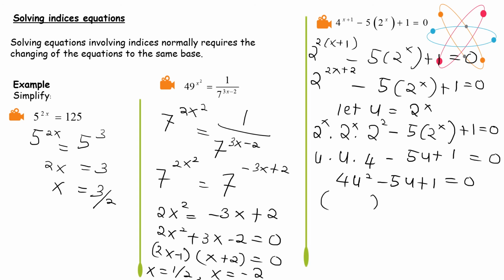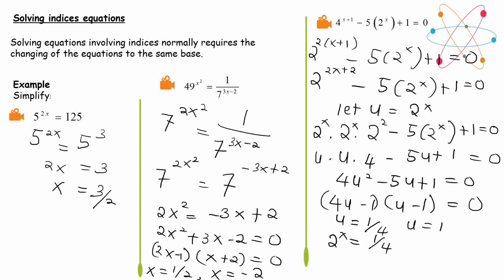Factorize it. So from the first factor, u is 1 over 4, and u is 1. Remember, u is 2 power of x. Now, 2 power of x equals 1 over 4. Change it. So 1 over 4 becomes 2 power of negative 2. x now is negative 2.